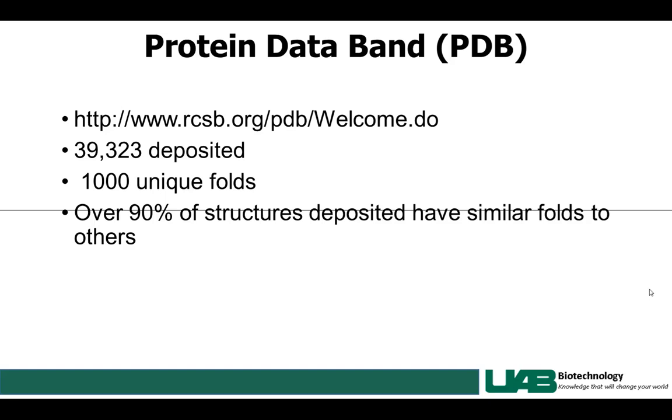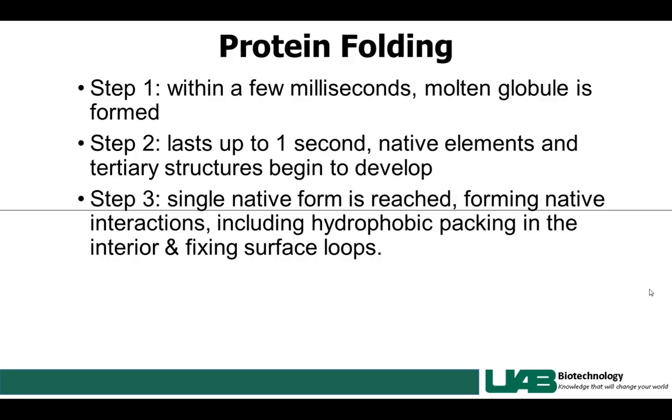And the indication that this may be true is that a few years back, in one of the databases that hosts a number of proteins that have been discovered, there were 39,323 proteins that were deposited. Of this, there were only 1,000 unique folds, which means that over 90% of the structures deposited have similar folds with each other, meaning that they share a lot of common intermediates before they go from the primary structure to the three-dimensional structure. So this kind of gave us an idea that the use of a limited number of intermediates in protein folding is probably the way to go.